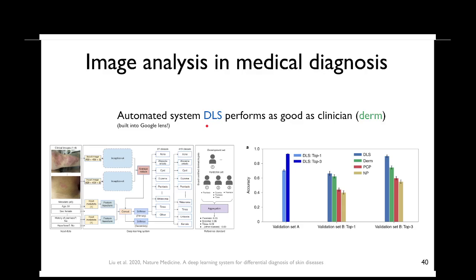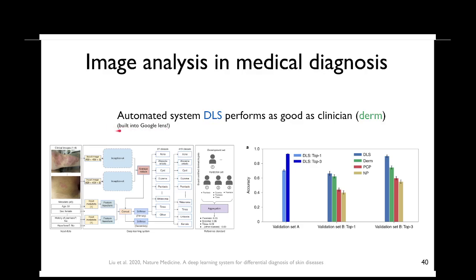So you see this here to the left. You have some rashes on the skin, some red spots, and Google performed their automated system DLS in blue against a dermatologist in green. And red and beige are less qualified medical personnel. And as you can see, the automated system outperforms the dermatologist and has actually the best result here for the top 1 prediction and here for the top 3 prediction.